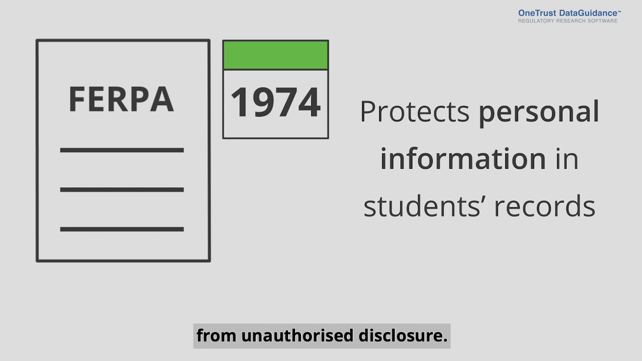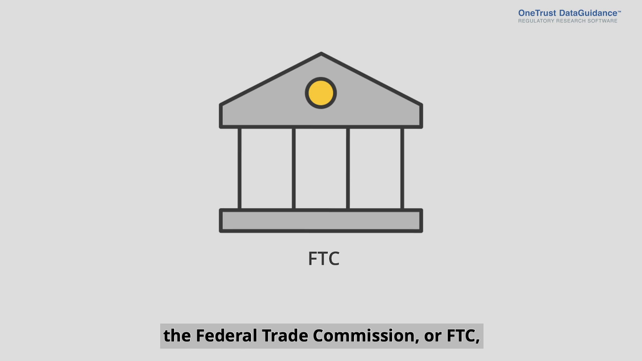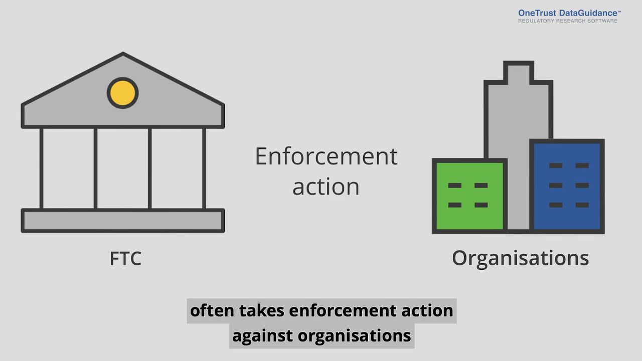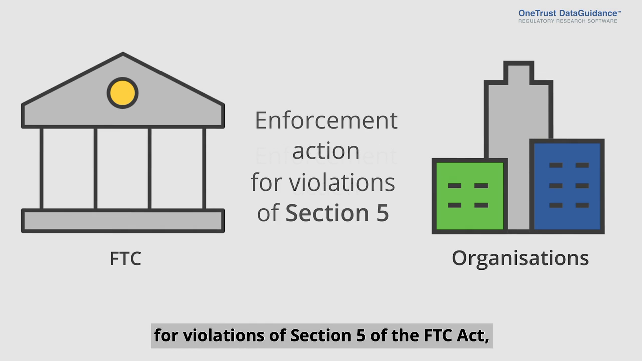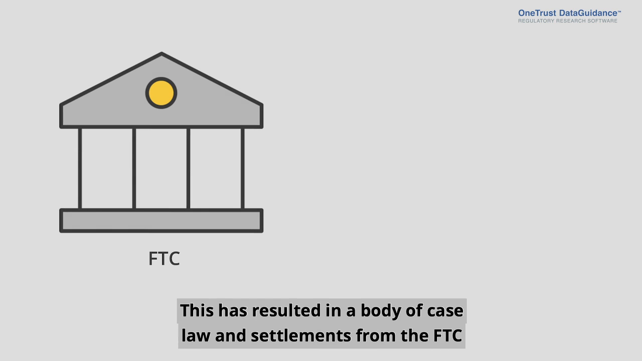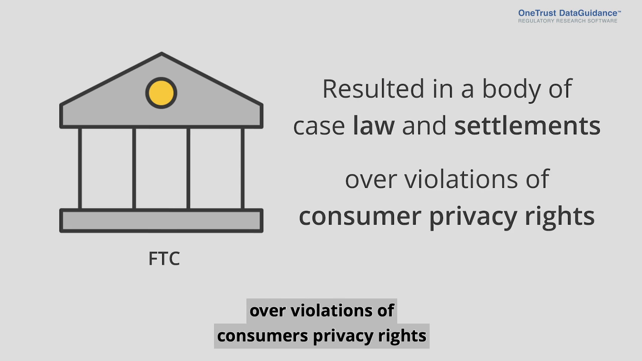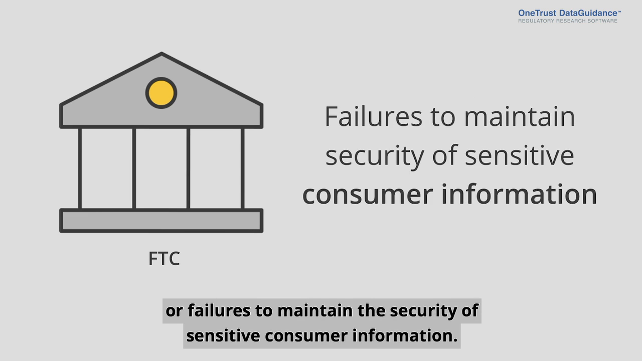from unauthorized disclosure. In addition to these laws and more, the Federal Trade Commission, or FTC, often takes enforcement action against organizations for violations of Section 5 of the FTC Act, which prohibits unfair or deceptive acts in or affecting commerce. This has resulted in a body of case law and settlements from the FTC over violations of consumers' privacy rights or failures to maintain the security of sensitive consumer information.